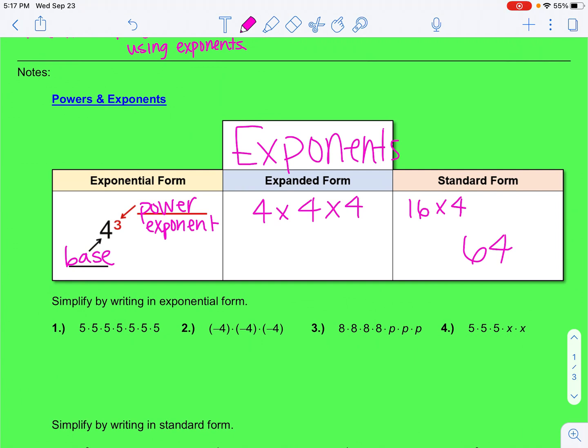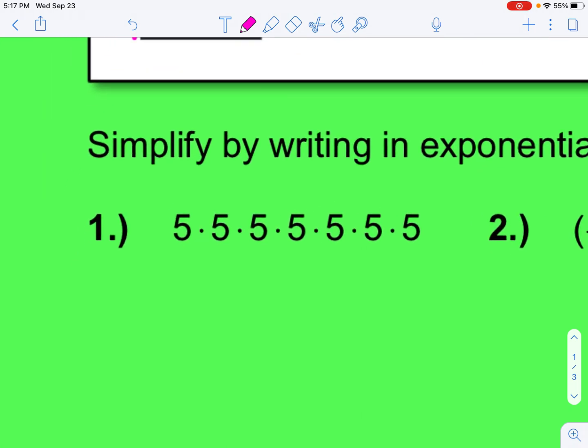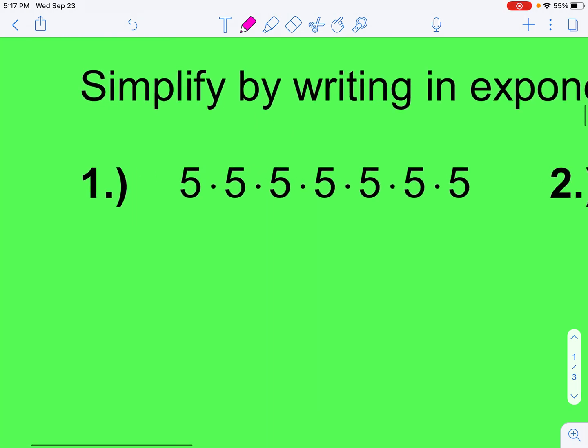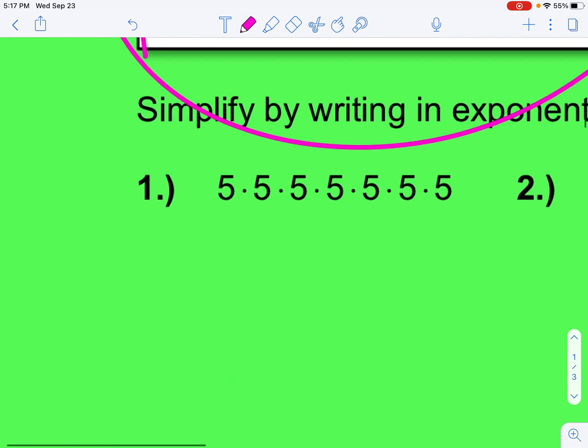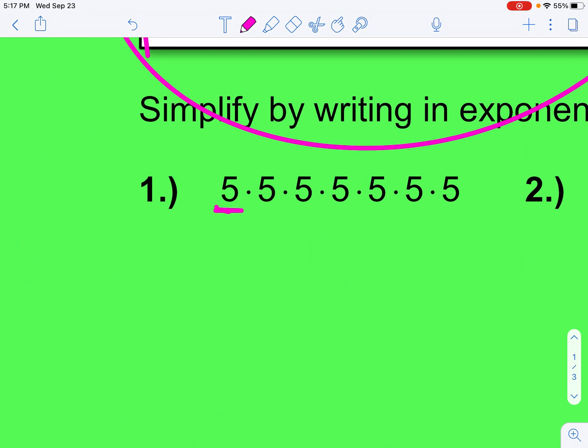Okay, let's look at number 1. It's asking us to simplify by writing in exponential form. So let's start with number 1. Exponential form is this. So my base is going to be the number I'm taking times each other, which is 5. Count how many 5s I'm multiplying by each other. 1, 2, 3, 4, 5, 6, 7. So my answer is simply 5 to the 7th power.